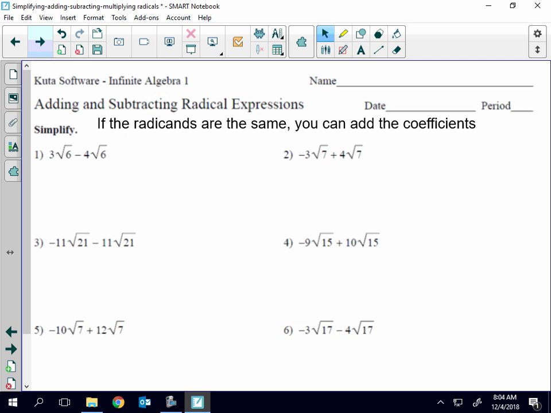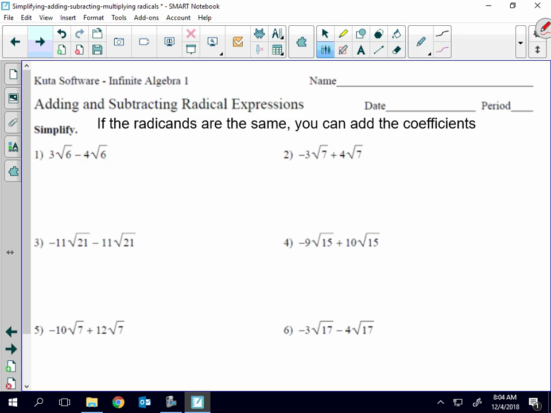All right, let's see. Let's do the adding and subtracting radicals. So when we add radicals, if the radicands, remember the number underneath, those are the radicands, are the same, you can just add the coefficients. Hopefully you remember the coefficients are the numbers out front. Okay, so as long as they're the same, we're just going to add the coefficients.